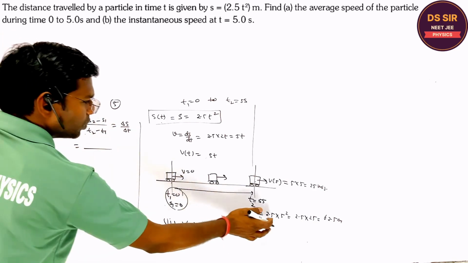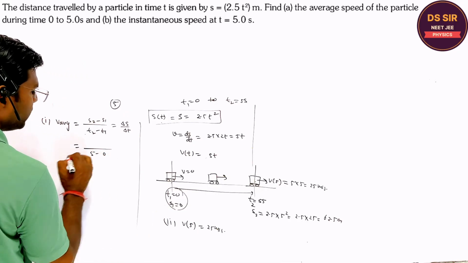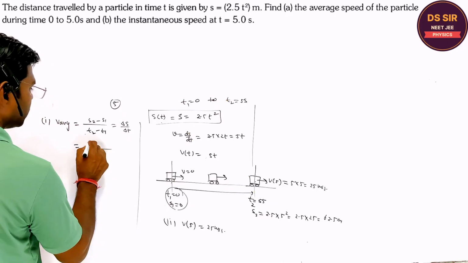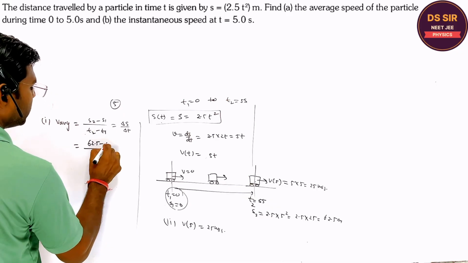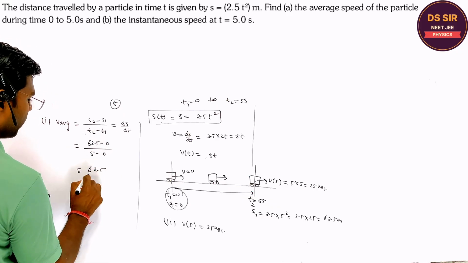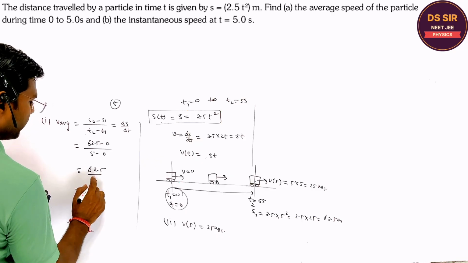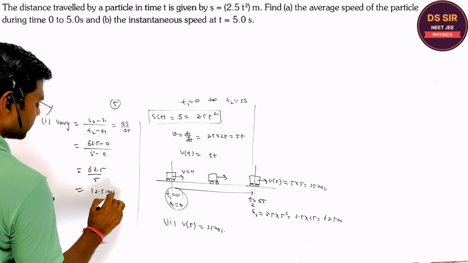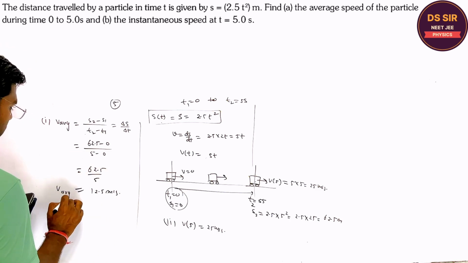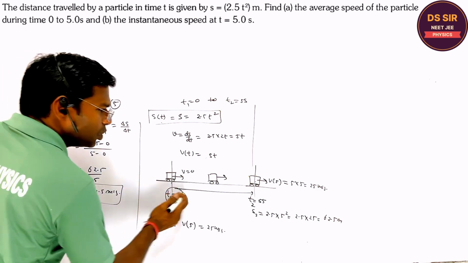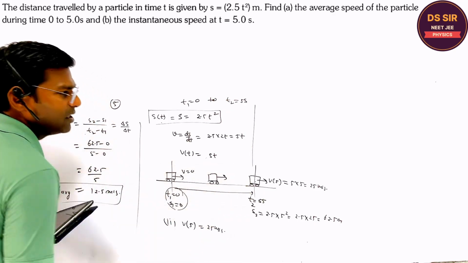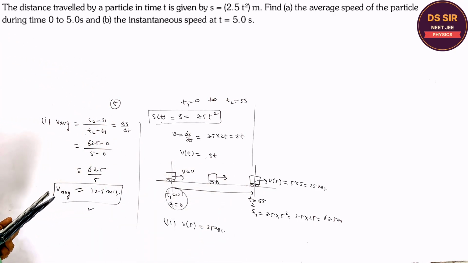So what is the t2? Say 5 seconds. What is the t1? Say 0. At 5 seconds, yes, 62.5. What is the s1? Say 0. 62.5 upon 5 is the average velocity, 12.5 meter per second. This is the average velocity. So average velocity from 0 to 5 seconds is this. At 5 seconds, the instantaneous velocity is 25 meter per second.